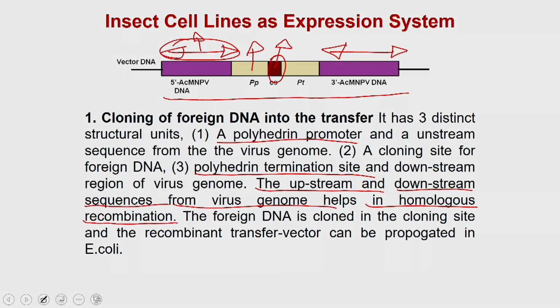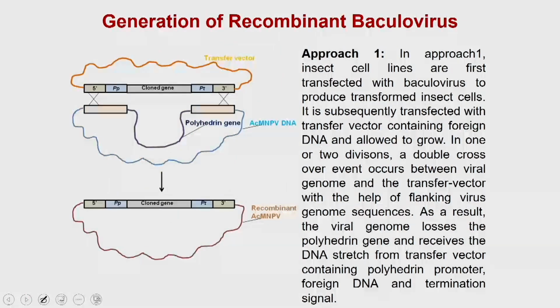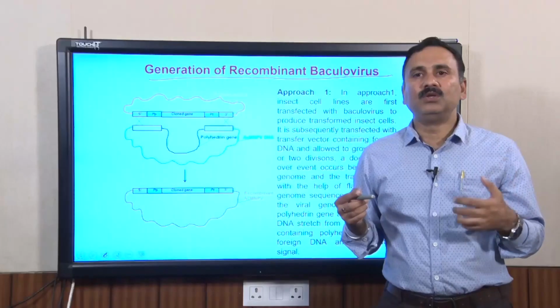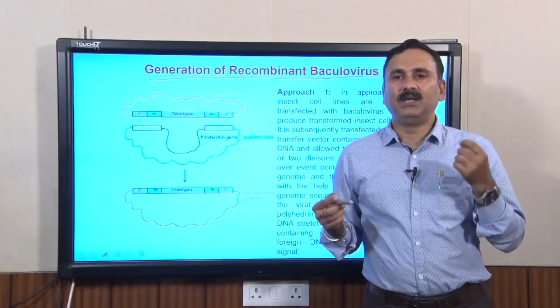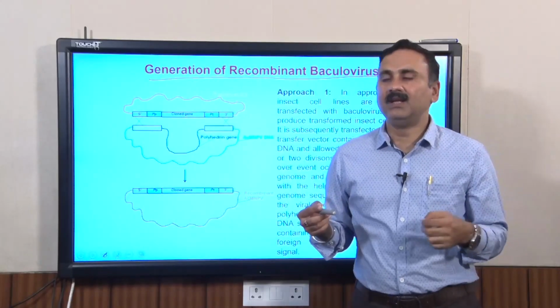So, what you have to do for the cloning of the foreign DNA into the transfer vector is clone your particular protein into the cloning site. Now, the next step is the generation of recombinant baculovirus. You have two approaches to generate the recombinant baculoviruses.